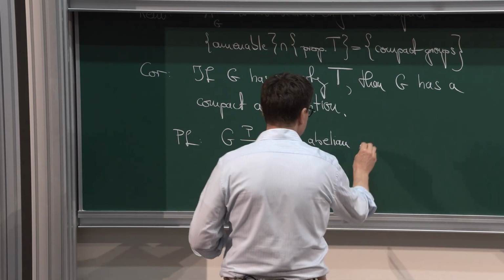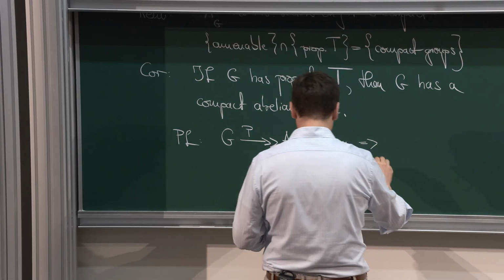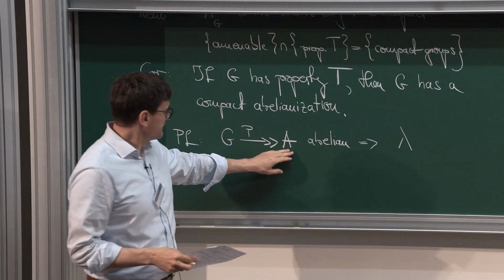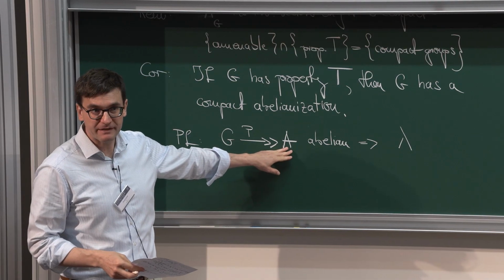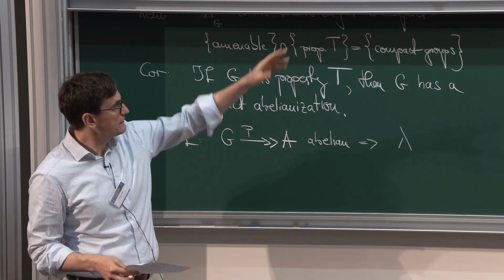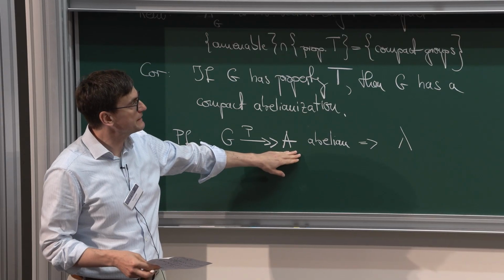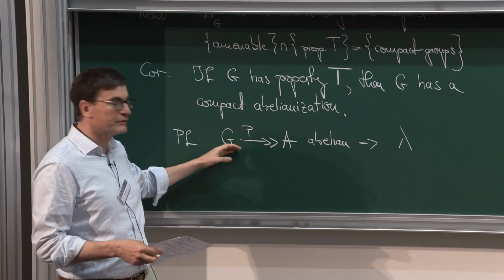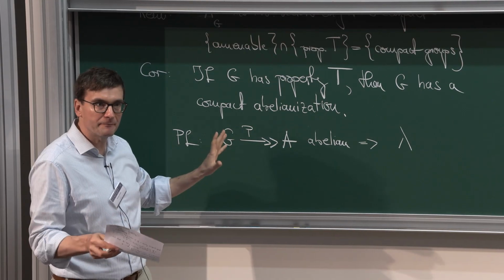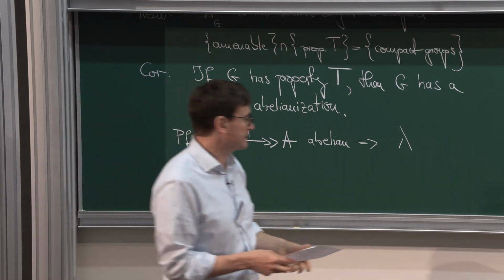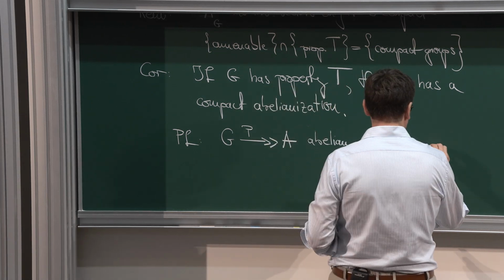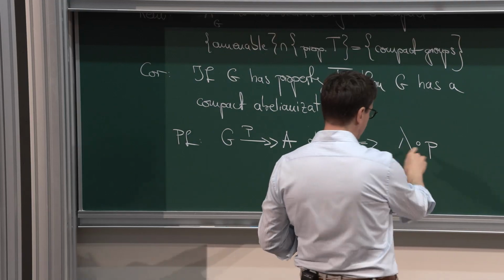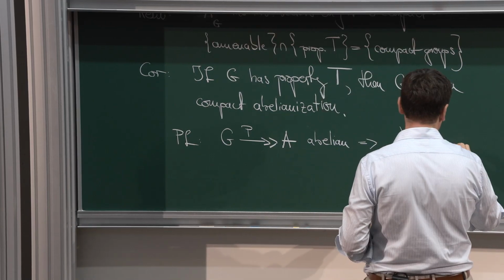And now this regular representation of A, because A is abelian, and an abelian group is always amenable, has almost invariant vectors. And if you compose it with P, it's obvious that it still has almost invariant vectors. So this representation has almost invariant vectors.